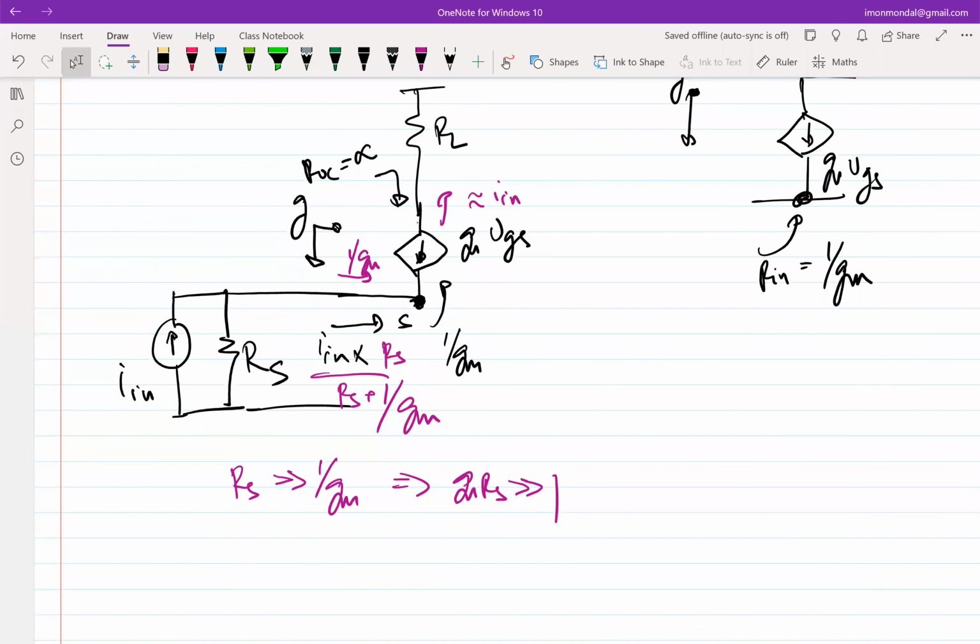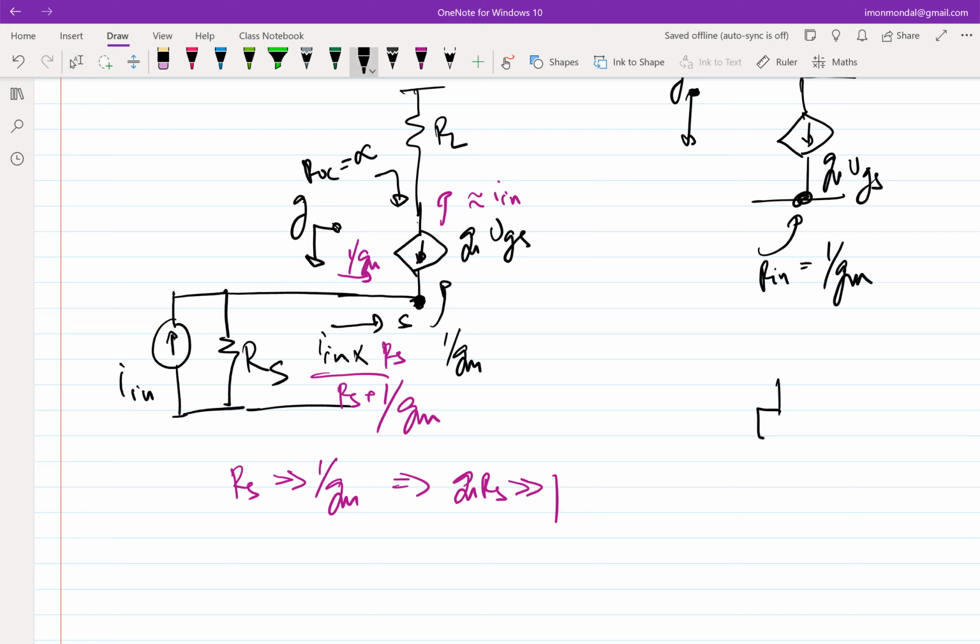Yeah, okay. So let's look at it. If I understand your question, you are saying that how can I say output impedance is infinite when the source is not shorted? The source is not open, right? Okay, so let's look at it.